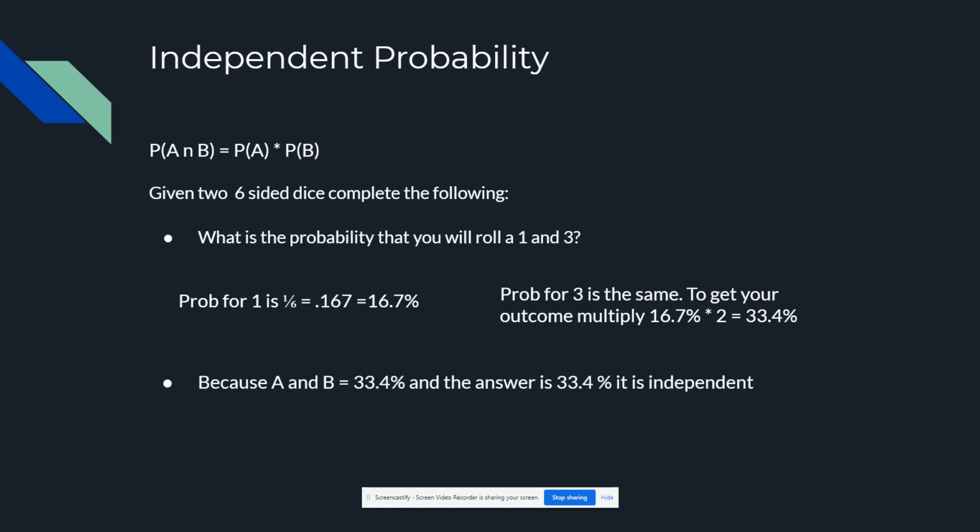The way we know that this is an independent problem is because A and B are equal to 33.4%, and the answer is 33.4%. What I mean by that is the 1/6 probability for A and the 1/6 for B added together are the same as the outcome.